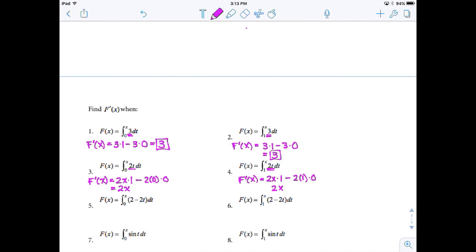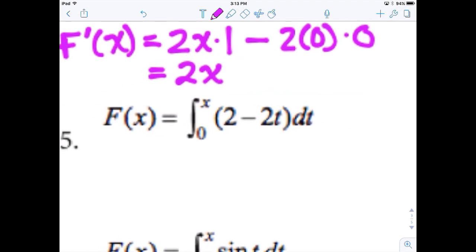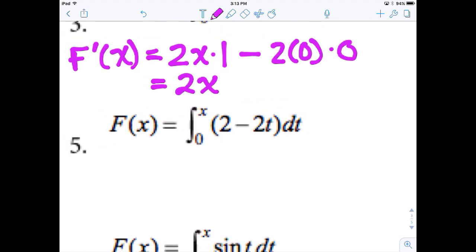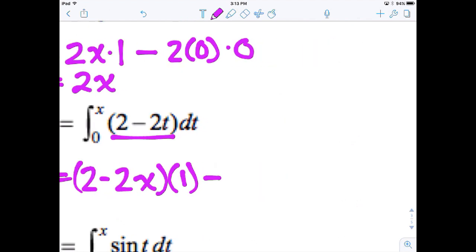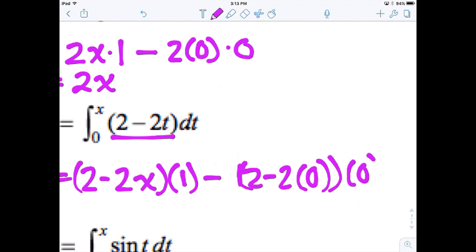Now, let's take a look at one of these. So let's say I look at this one here. So now f prime, well, remember that derivatives and integrals undo each other, so that function will stay the same. But we're going to plug in our upper bound. So 2 minus 2x times the derivative of the upper bound, which is 1, minus, plug in your lower bound, 2 minus 2 times 0, times the derivative of the lower bound, which is 0. So this is just 2 minus 2x.